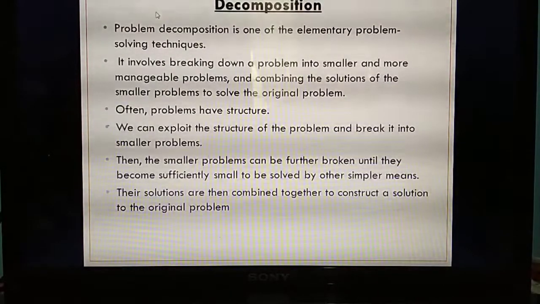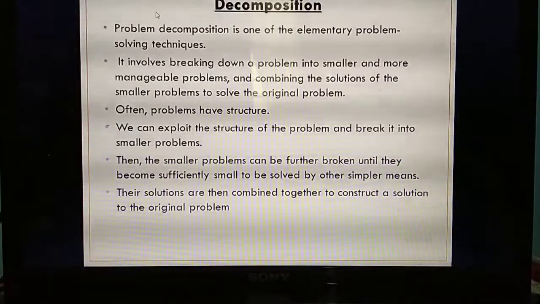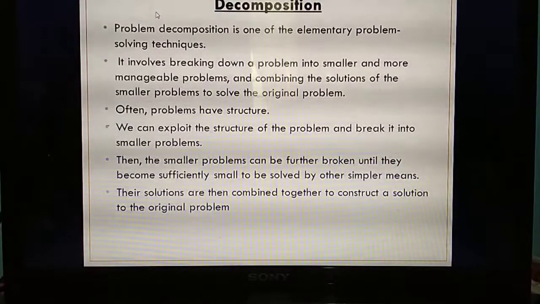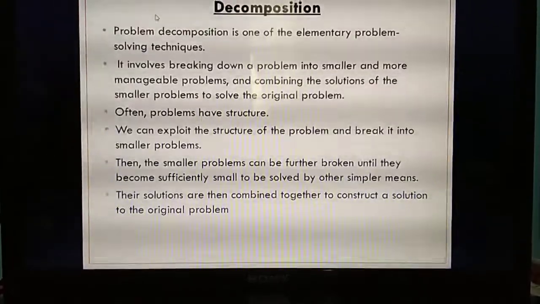Okay, next topic we are going to study is decomposition. So what's the next thing we are going to study? Decomposition. Okay.